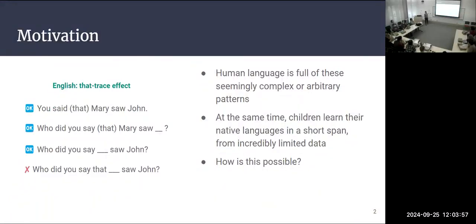So today we're going to be talking about learning, and particularly the learning of syntax, which refers to sort of the structure of sentences. And so human language is kind of full of these patterns that might sort of seem arbitrary or pretty complex.